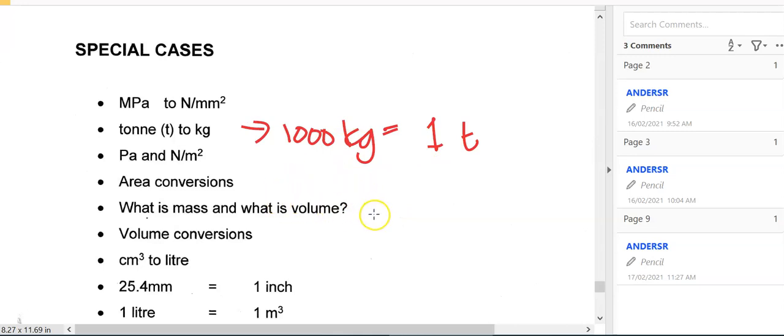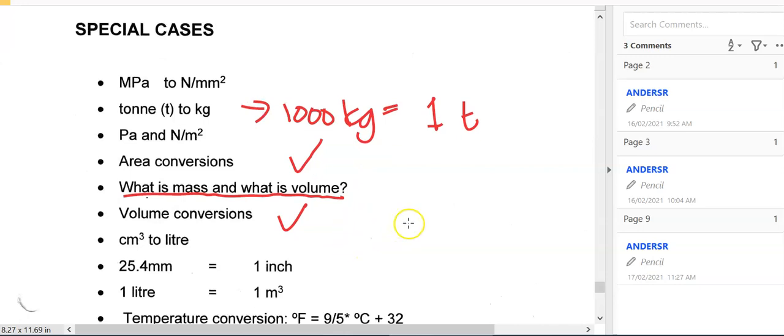Okay. Right. We did area conversions. Yippee. We did volume conversions. There's a question there. What is mass and what is volume? Think about it. Is it the same thing? No, it's not the same thing. Go and look it up, because I could just ask it in exam, explain mass, explain volume. Okay, the one is in kilograms and the one is in meters cubed or centimeters cubed, so they can't be the same thing. So go look it up and go see what its definitions are.